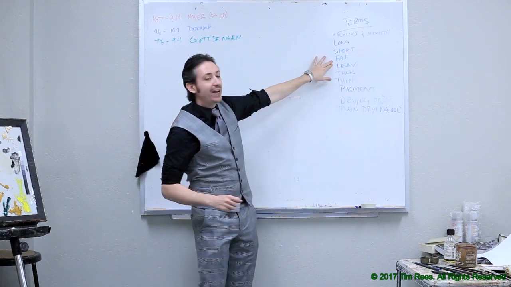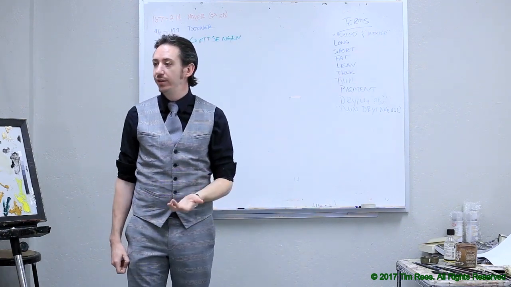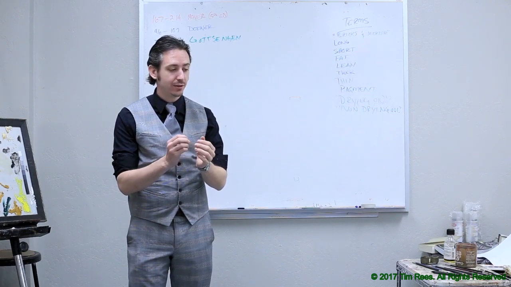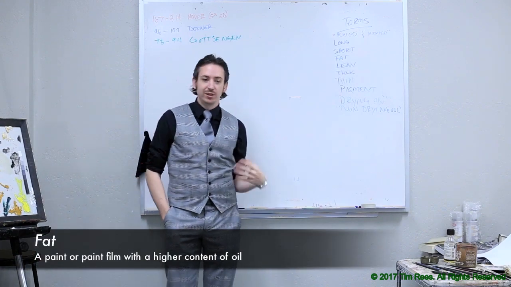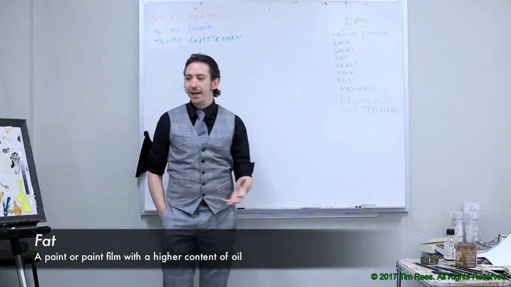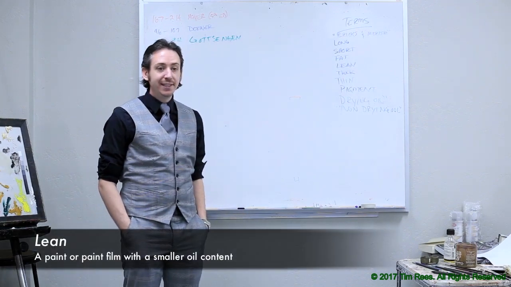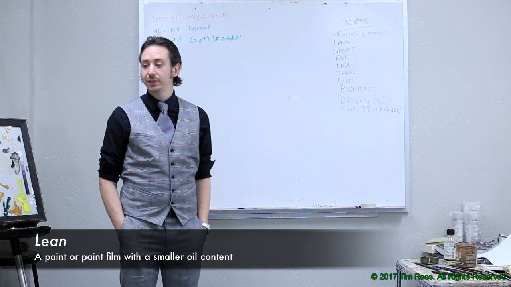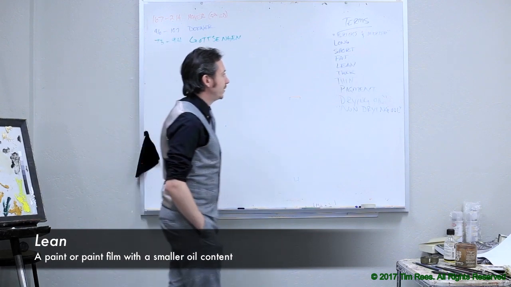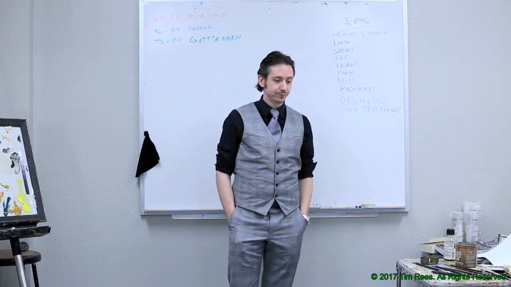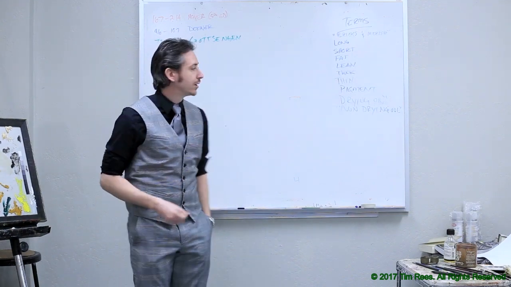A few other terms we'll hear are fat and lean. Now this refers to the oil content within the paint system here. So a fat paint has a lot of oil in it. Oil is the fat. A lean paint has very little oil in it, or at least a smaller ratio of oil to pigment than a fat. And we'll talk about why this is important coming up here.